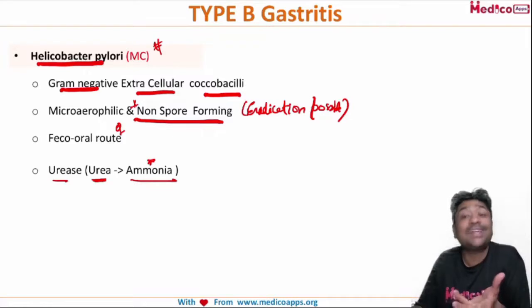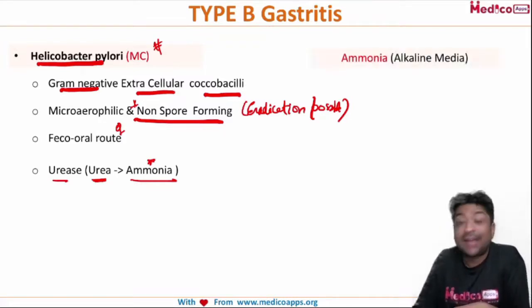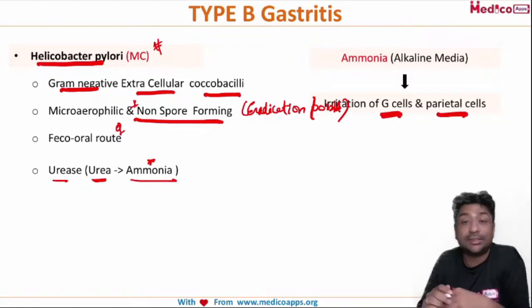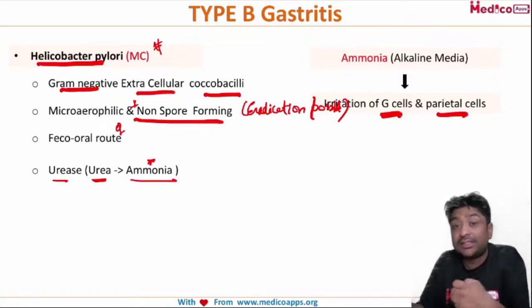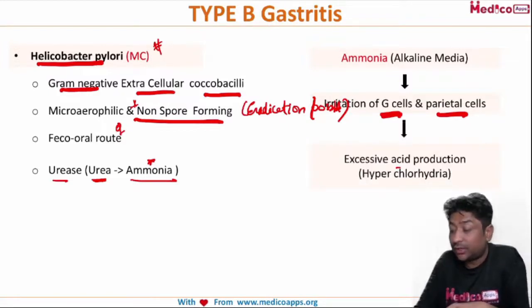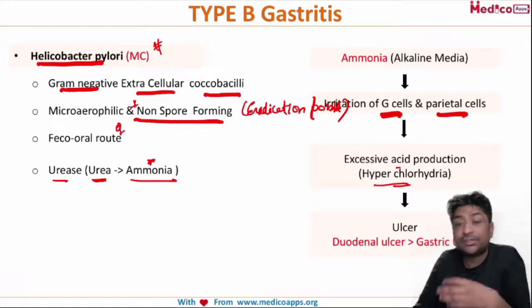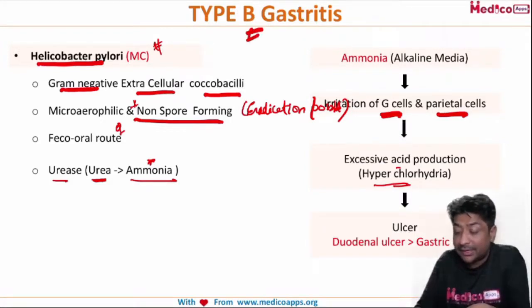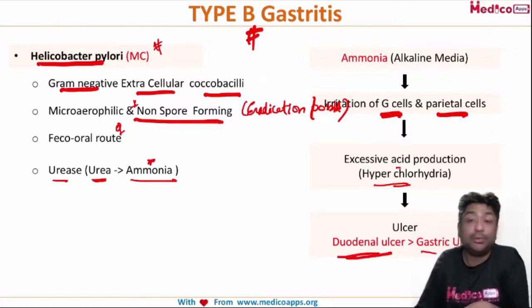We know that ammonia is alkaline. This alkaline ammonia will irritate both your G cells as well as parietal cells. Both G cells and parietal cells are irritated, and this will lead to the excess production of the acid. So hyperchlorhydria is there, and this will obviously lead to the formation of ulcer. Now remember, here in type B gastritis, typically duodenal ulcers are relatively more common as compared to gastric ulcers.